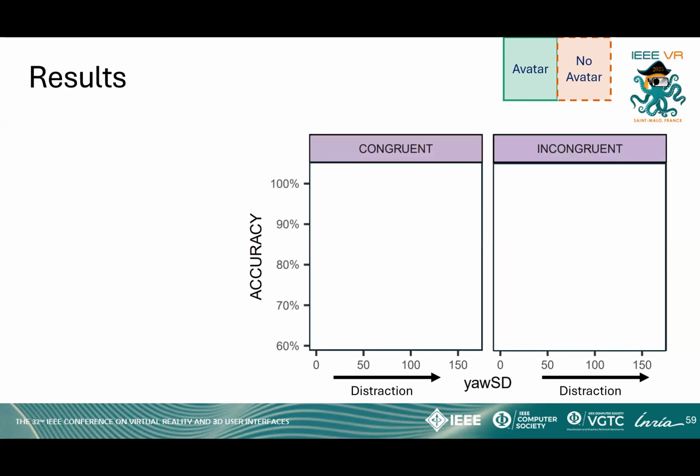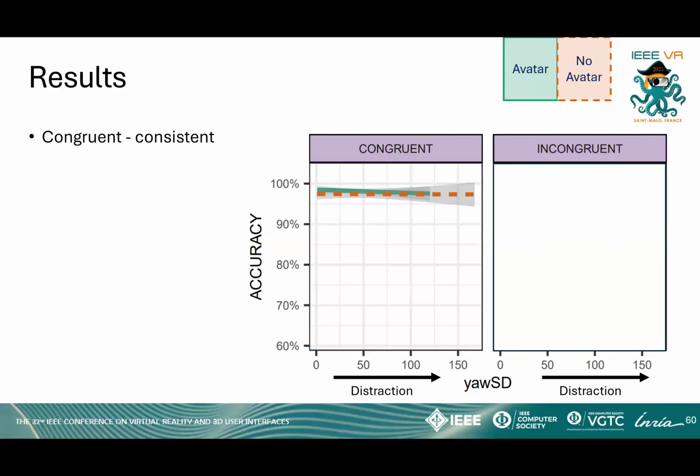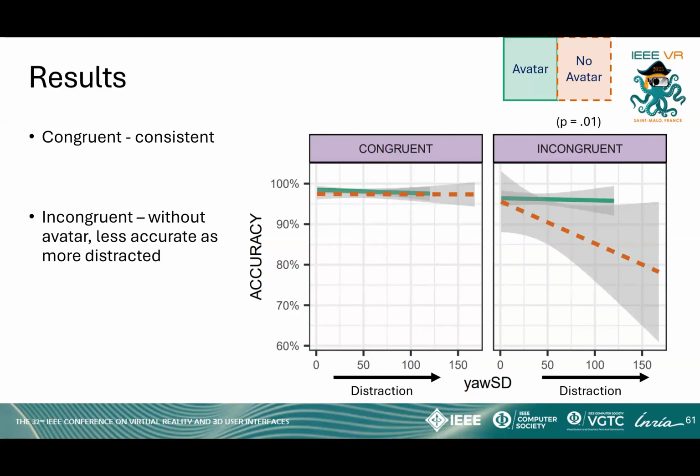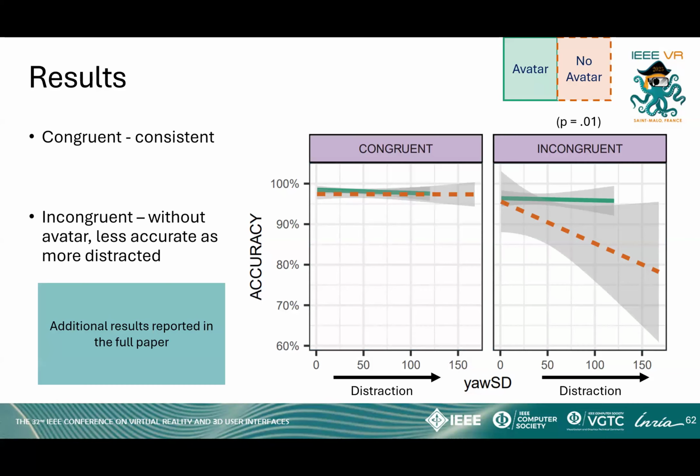Next, we have avatar and no avatar in the trials. Once again, in the congruent condition, we see no change. It's consistent. Versus the incongruent trials, without an avatar, participants were much more distracted and less accurate as they became more distracted. And we have additional results reported in the full paper.